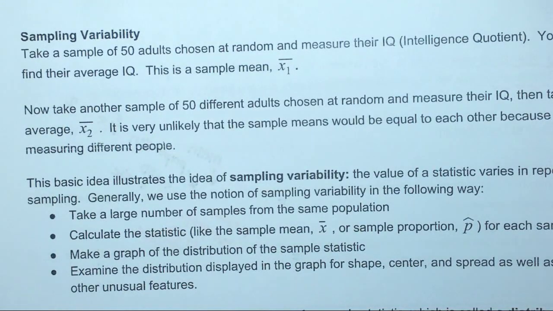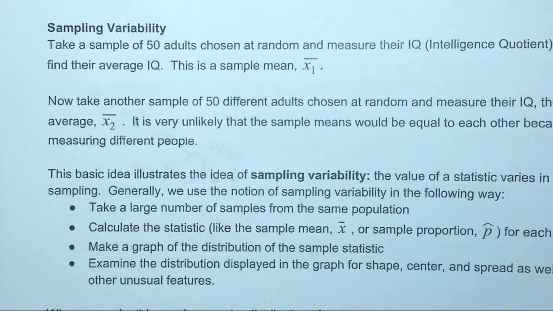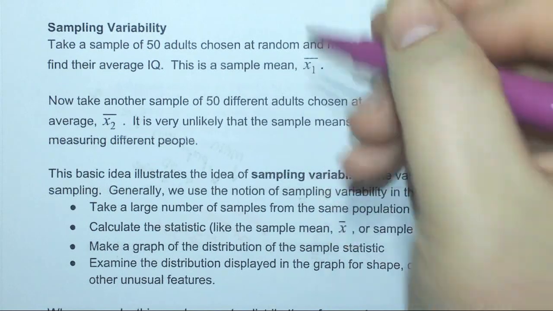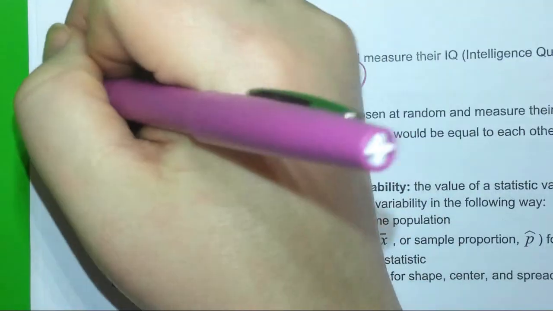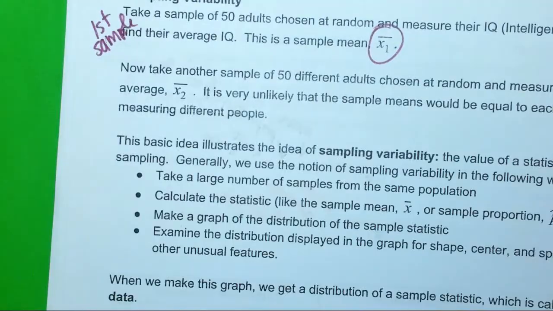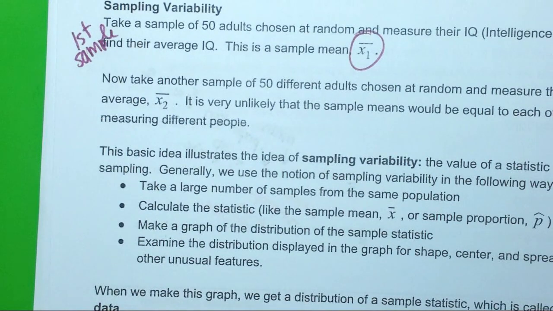Okay, so Mackenzie, read the first thingy. Take a sample of 50 adults chosen at random and measure their IQ, intelligence. Then find their average IQ. This is the sample mean, X1 bar. So it was our first sample, so we put that tiny subscript of 1. Go ahead, keep going, read the next one for me.